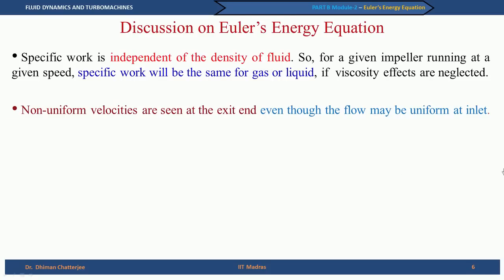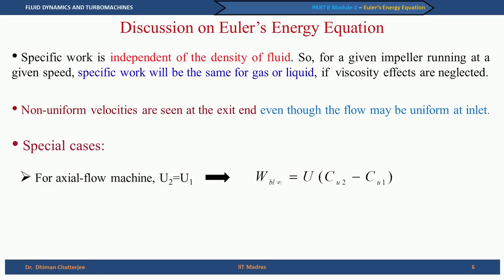Second, non-uniform velocities are seen at the exit end, even though the flow may be uniform at the inlet, which we are not considering here. We will talk about the deviations from the vane congruent flow in the next class, and we can talk about the special cases. The first special case comes from the axial flow machines.